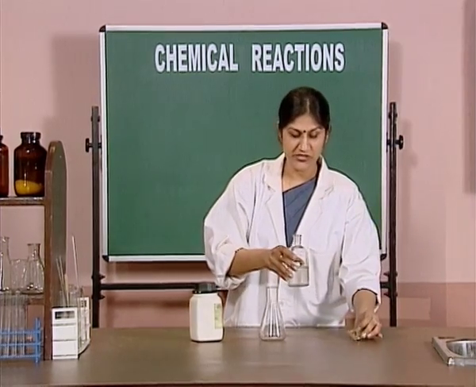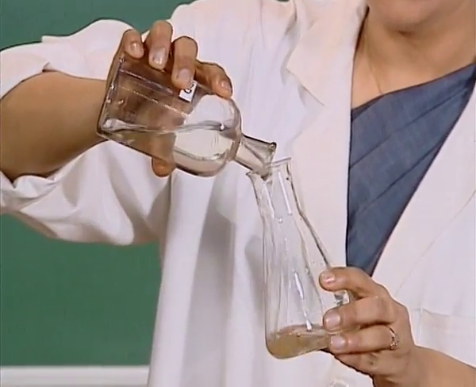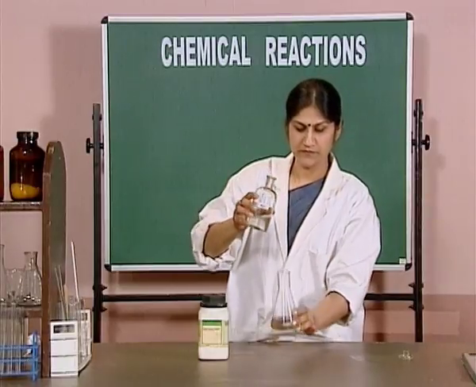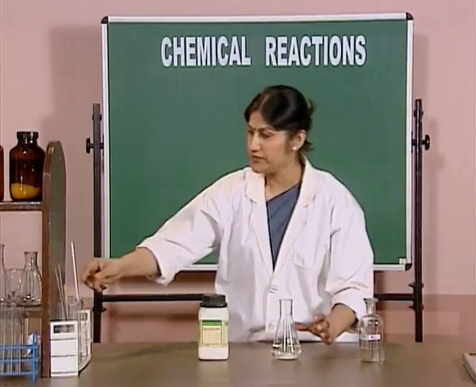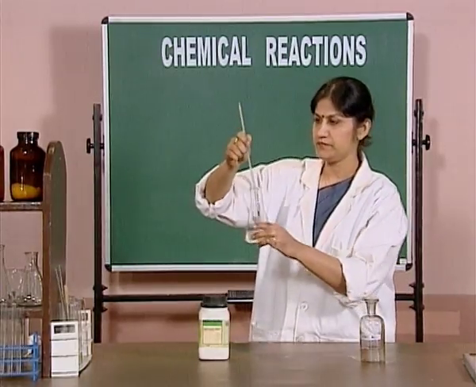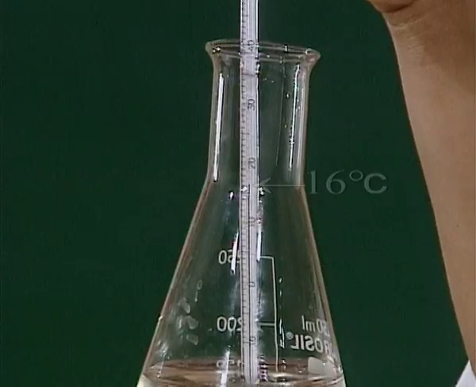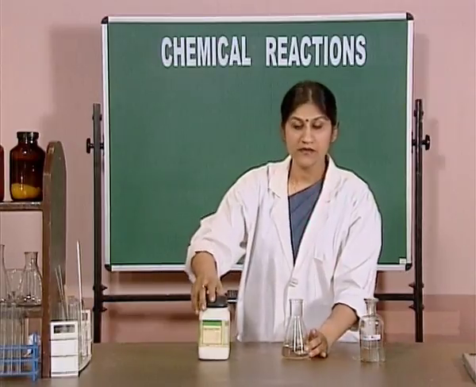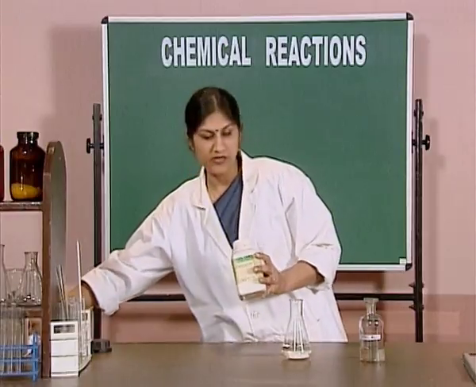Now let's take some citric acid into the conical flask, and measure its temperature. It's 16 degrees Celsius. And now let's add some baking soda, sodium bicarbonate, commonly used at our home.